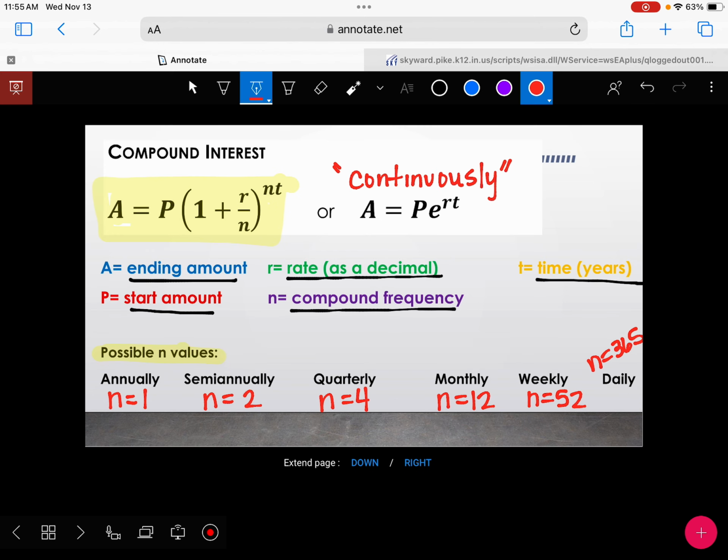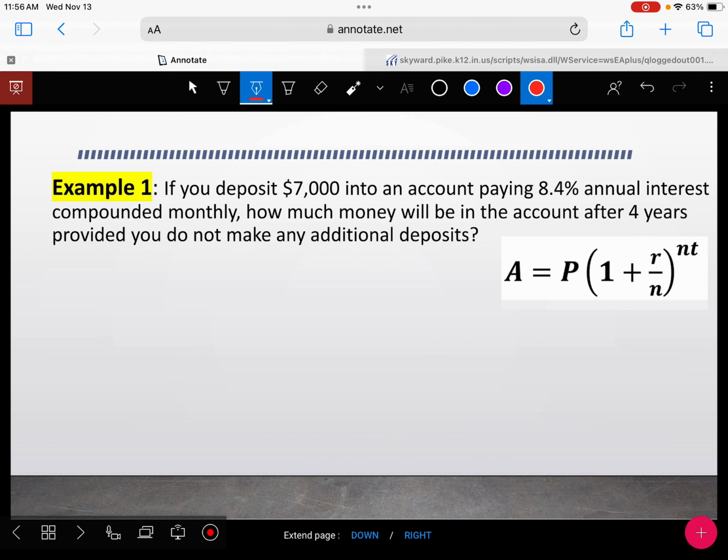All right, so let's go ahead and get started. Let's look at number 1. It says, if you deposit $7,000 into an account that pays 8.4% annual interest compounded monthly, how much money will be in the account after 4 years? So again, that is the formula we're using because it says compounded monthly.